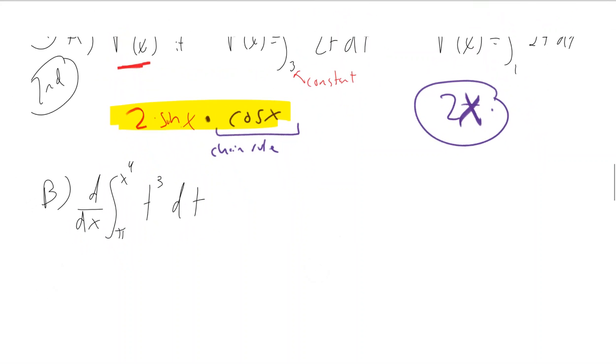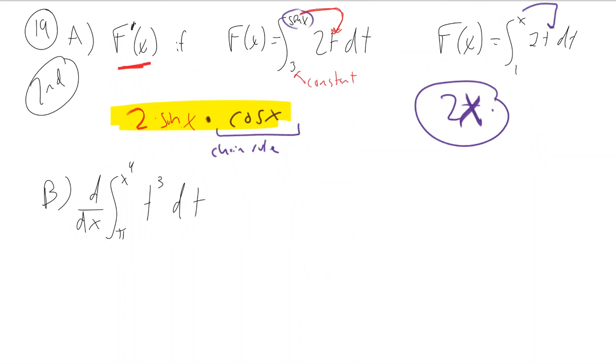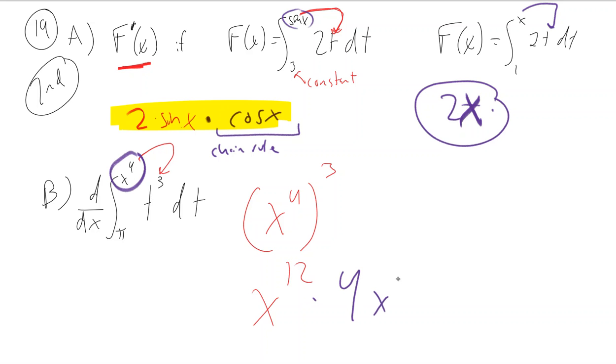Okay, so then along the same ideas for part B, just different notation, but same idea. What's the derivative of this integral? The bottom's a constant, so this is the second fundamental theorem. So if you plug this in, you would get x to the 4th plugged into t cubed. So that would give you x to the 12th. And then because this doesn't have a derivative of 1, you would need to multiply by its derivative. So 4x to the 15th for part B.